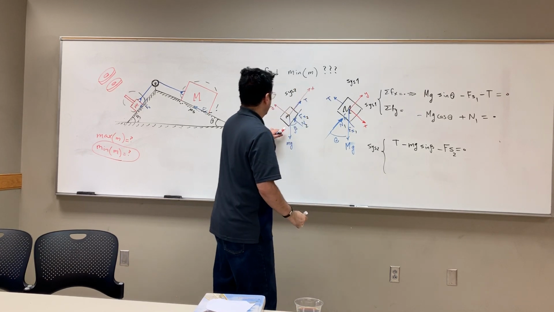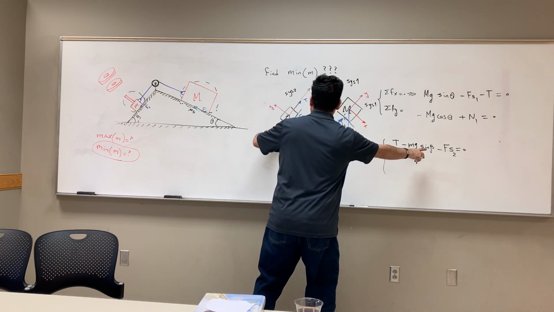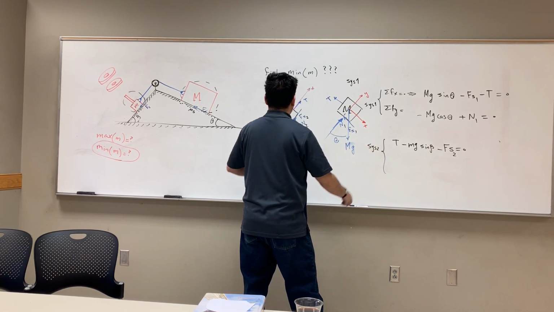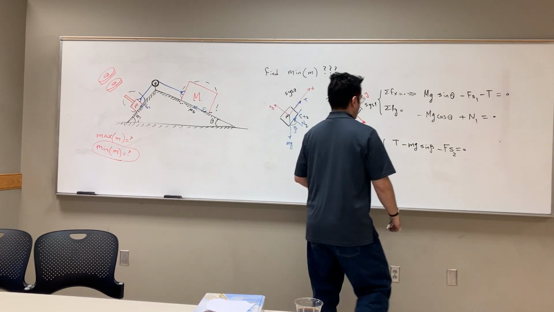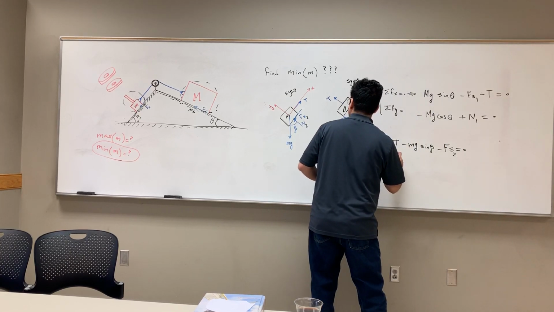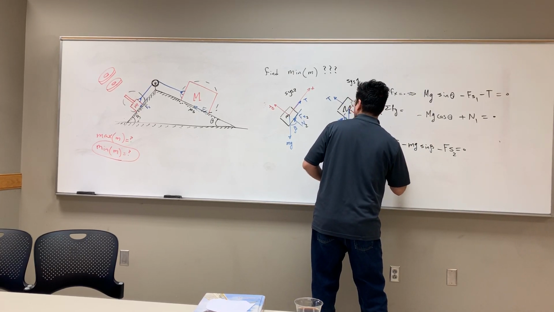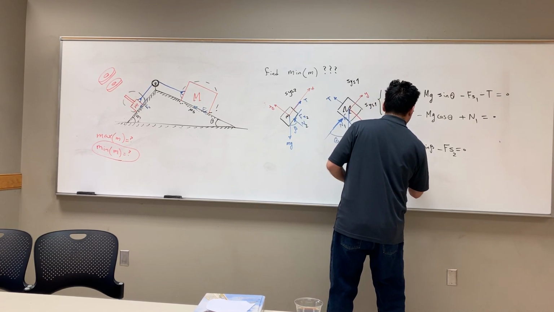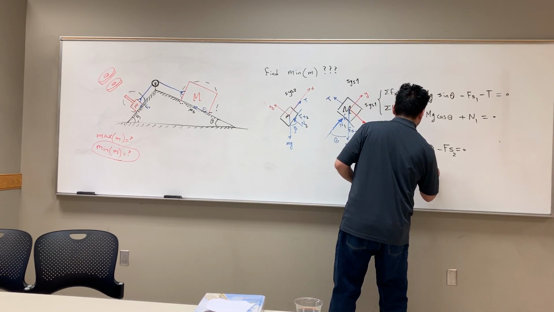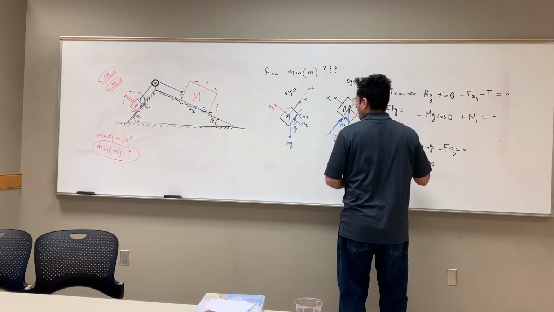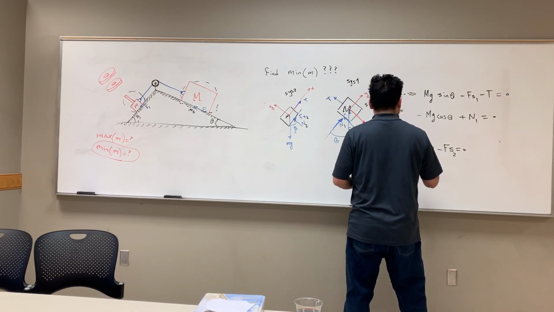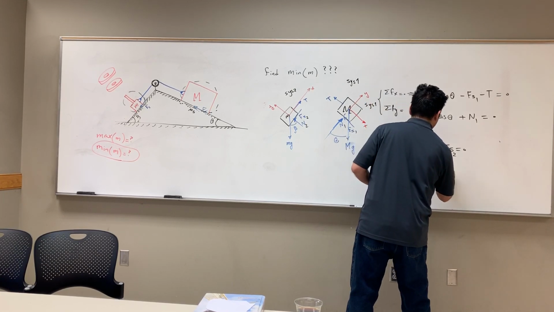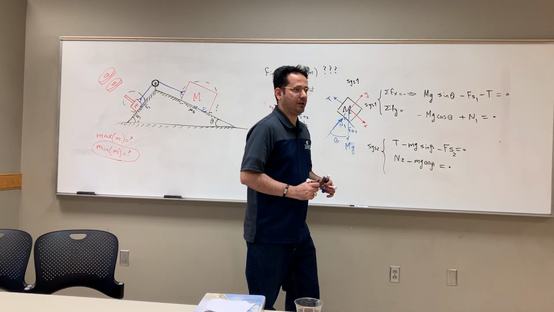So T minus Fs2 minus mg sine beta is equal to 0. And then in the y direction, you get N2 minus mg cosine beta is equal to 0, right?